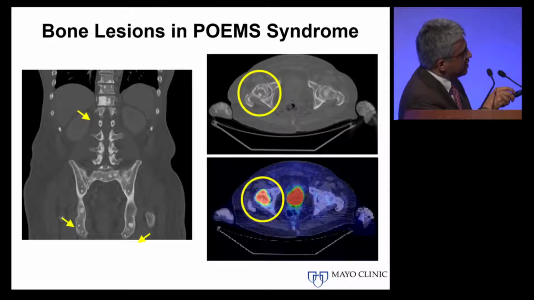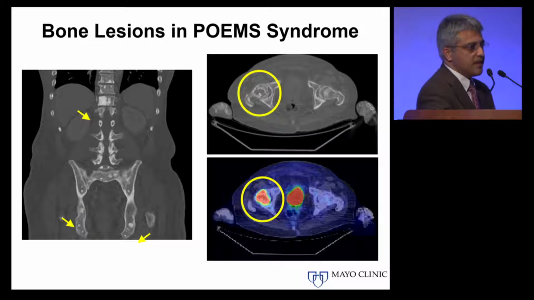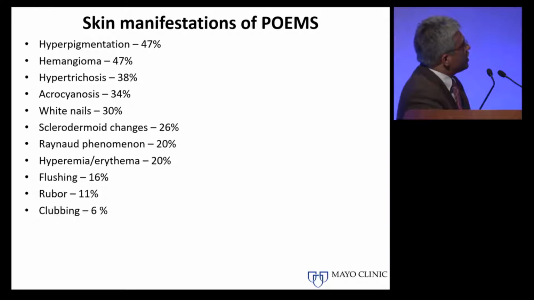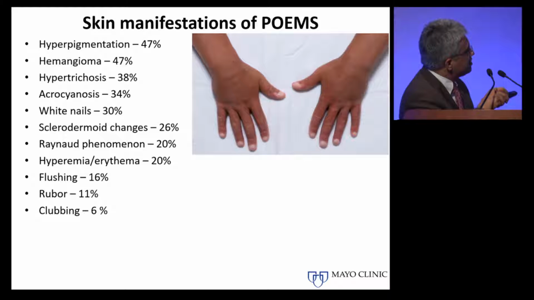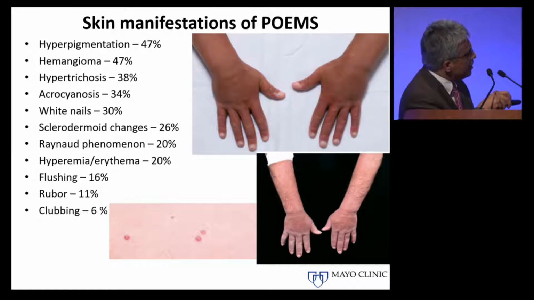Again, you can see the sclerotic lesions, which can sometimes be PET avid when you do a PET scan in these patients. So what are the different skin manifestations we can see in these patients? A variety of different manifestations have been described, and I won't go through all these details here, but as you can see, it can take a variety of different symptoms and presentations.